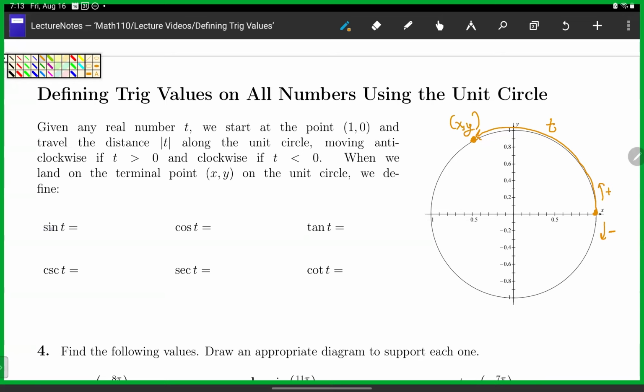then I will define sine of t to be just the y-coordinate where I ended up, cosine of t is the x-coordinate, and tangent of t is the y-coordinate divided by the x-coordinate. All of these other things are the reciprocals. Cosecant of t is the reciprocal of sine t, so that's 1 over y. Secant of t is the reciprocal of cosine t, so that's 1 over x. And cotangent of t is the reciprocal of tangent t, so that's x over y. Why is this the same as the other values? So remember, I am going to draw my angle here.